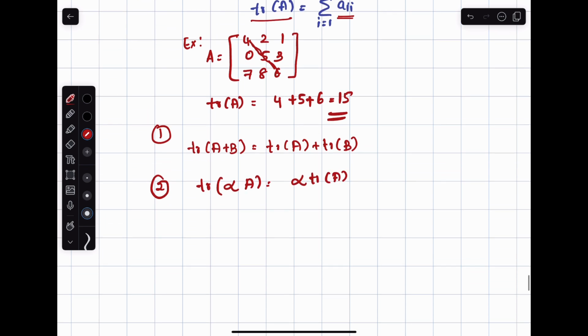Then let me take one more. Third, the trace of I, that is the identity matrix, is nothing but n. Then, last but not least, the fourth property is the trace of A into B is equal to the trace of B into A. Please take examples and try to solve for the trace of the matrix.